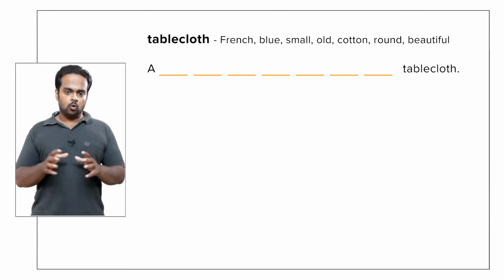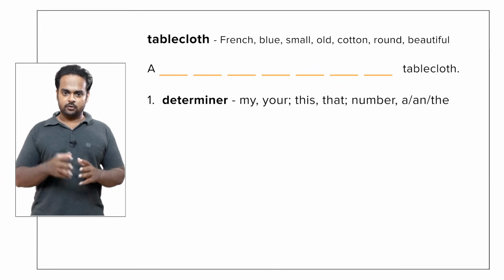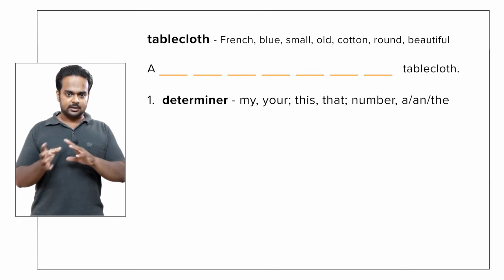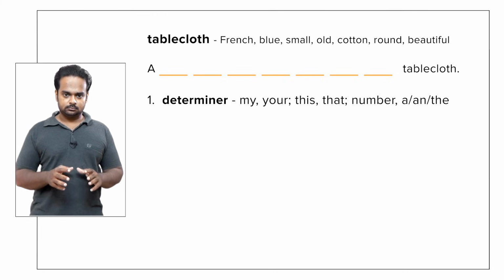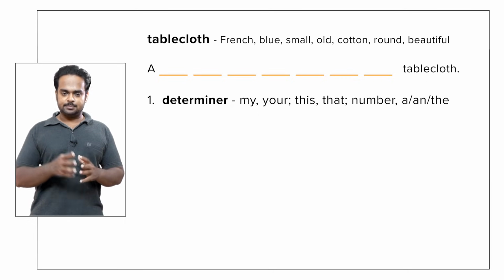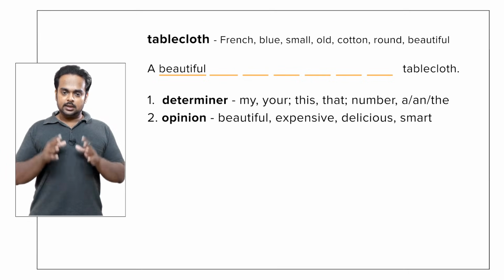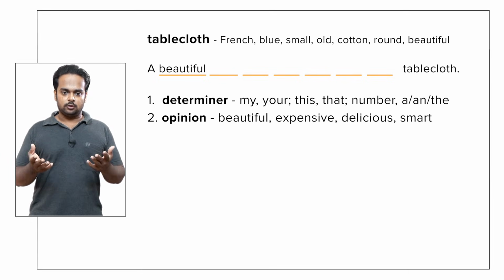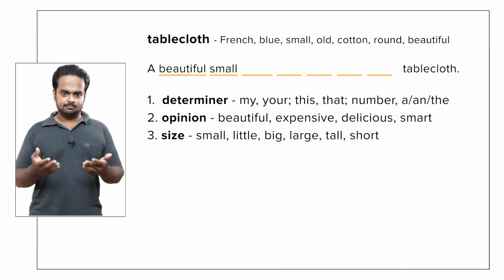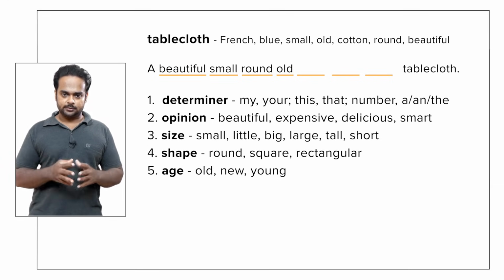All right, here's how you order adjectives in English. If we have a determiner, we put it first. Remember that determiners are grammar words that act as adjectives. In this sentence, the determiner is A, so it's at the beginning of the sentence. We then say our opinion. In this case, that's the word beautiful. Then comes size, small. Then shape, round. After that, we put age, in this case, old.